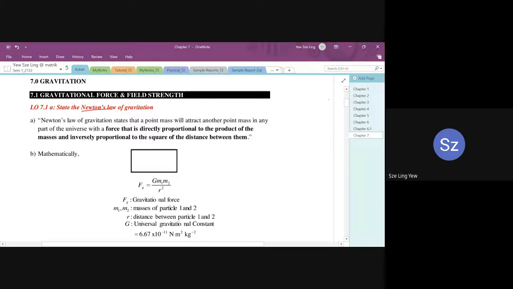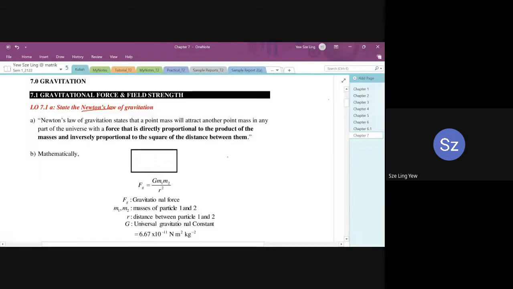Now you want to look at the relationship between gravitation and Newton's law. According to Newton's law of gravitation, a point mass will attract another point mass in any part of the universe with a force that is directly proportional to the product of the masses and inversely proportional to the square of the distance between them. Now, what does it mean?